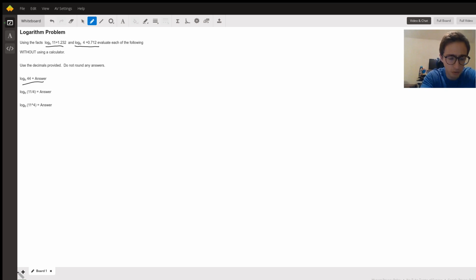The log base b of 44 is nothing more than the log base b, let me draw an equal sign actually, there we go, equals the log base b of 4 times 11. Now, because of logarithms, and I'll get into this a little bit later if there's time, we can split this up into the log base b of 4 plus the log base b of 11.